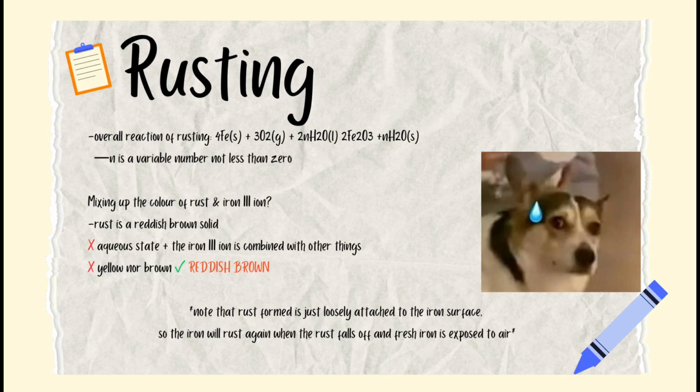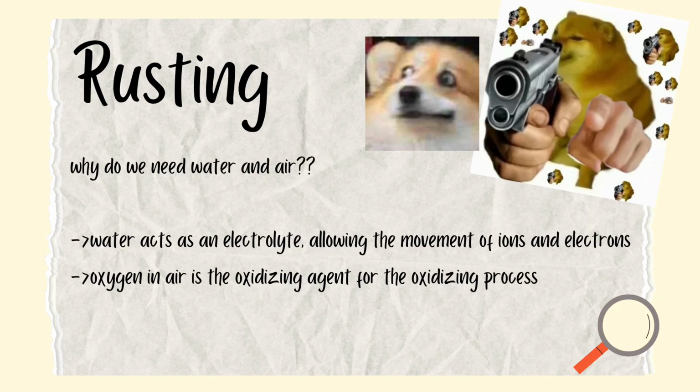Note that rust formed is just loosely attached to the iron surface, so the iron will rust again when the rust falls off and fresh iron is exposed to air. Back to the previous point, why do we need water and air? In addition to the supply of hydrogen atoms and oxygen atoms, water acts as an electrolyte, allowing the movement of ions and electrons, while the oxygen in air is the oxidizing agent for the oxidizing process.